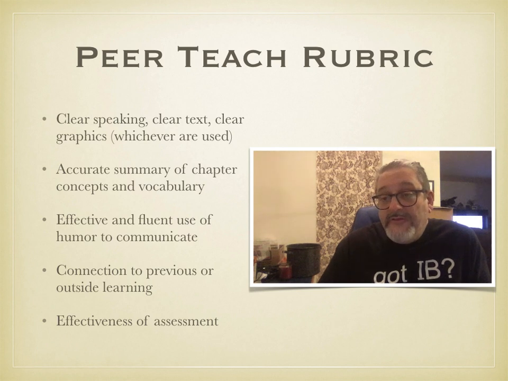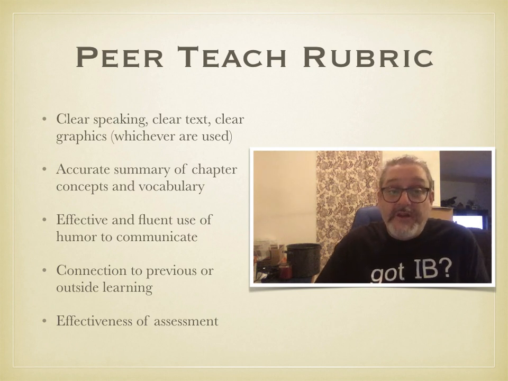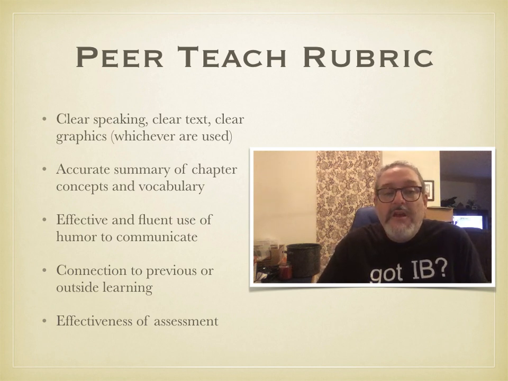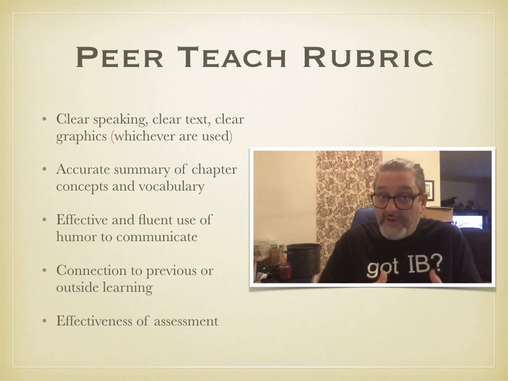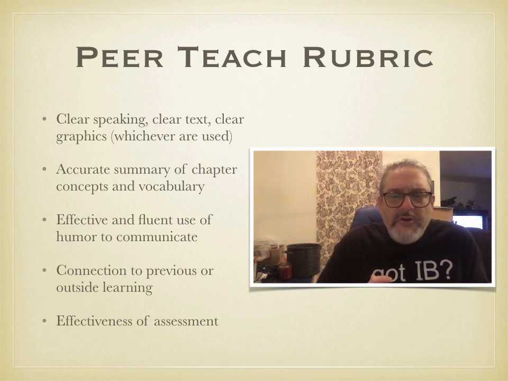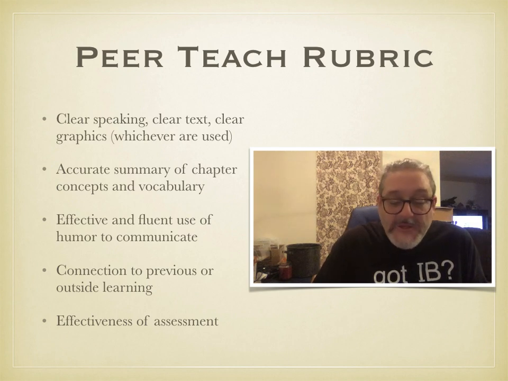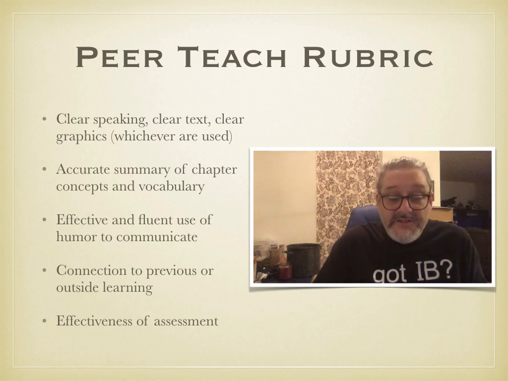A couple of critical pointers. Here's the rubric that I'm going to be using to assess you. I'm basically going to be looking at 5 different areas. First of all, clear speaking, clear text, clear graphics. However you're communicating, and remember, the bulk of this needs to be oral communication, you speaking to us. But your communication needs to be clear. You have to have an accurate summary of the chapter concepts and vocabulary. You need to decide which the most important points are and make sure they get emphasis.